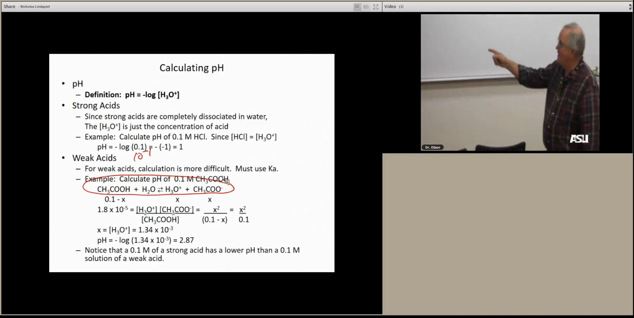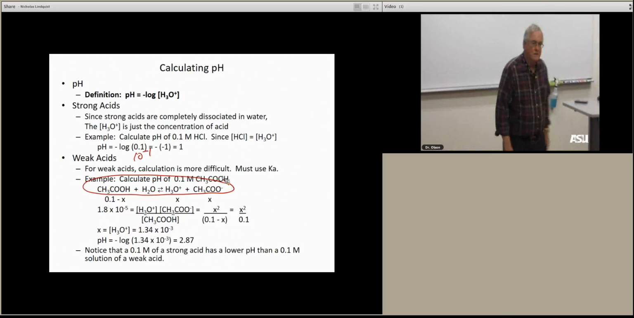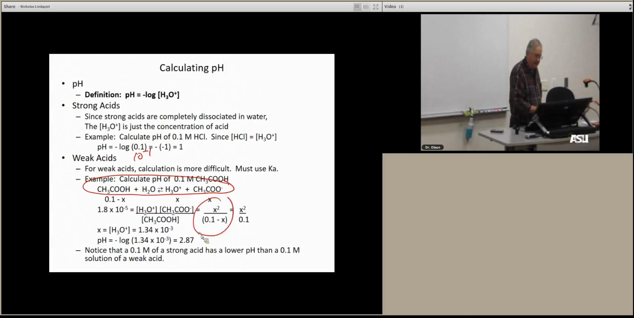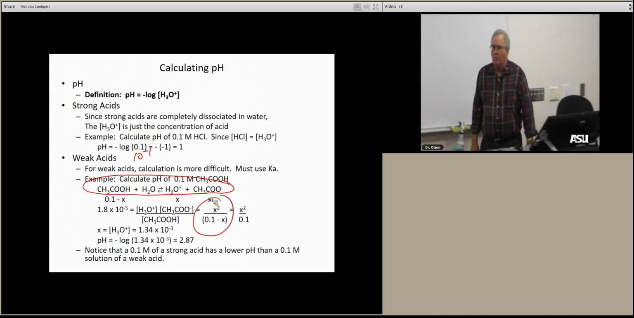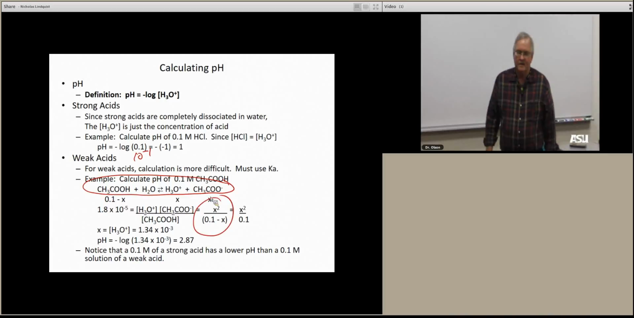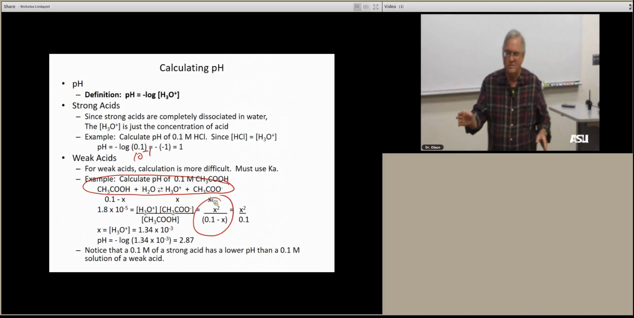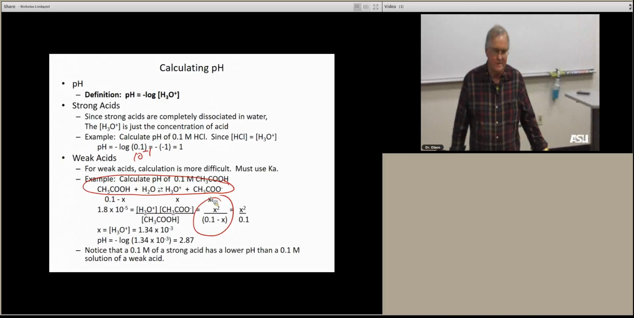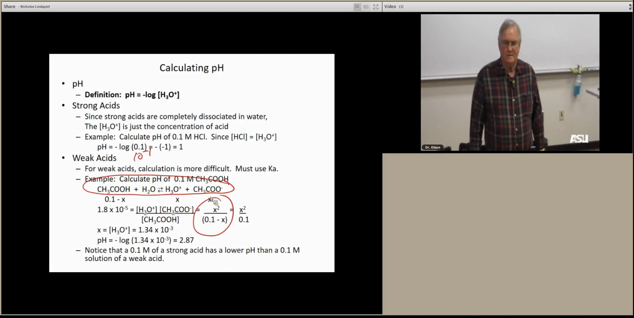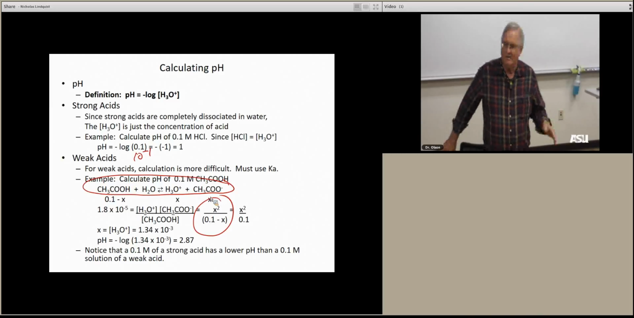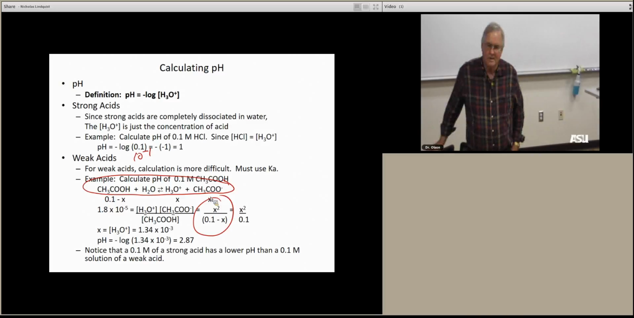So I can plug that into my equation here. This is my Ka expression, and it's simplified now. It's X squared divided by 0.1 minus X. And it's X squared because the concentration of H3O plus is equal to the concentration of acetate. They're the same. Make sense? Now, what do I know about acetic acid? What's the value of Ka? You look it up in the table. It's 1.8 times 10 to the minus 5.